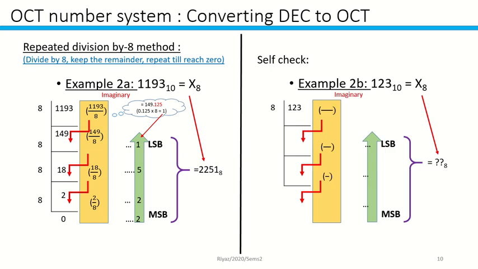So you're going to see another self-check. This is for you to understand. So you're going to have 1, 2, 3. Just convert this to an octal number. So 1, 2, 3 divided by 8. You can start to do this.